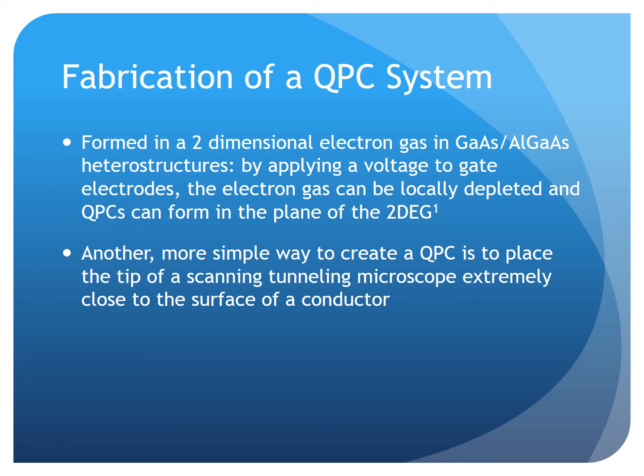And another simpler way to create a quantum point contact is to place the tip of a scanning tunneling microscope extremely close to the surface of a conductor and have that act as your point of confinement.